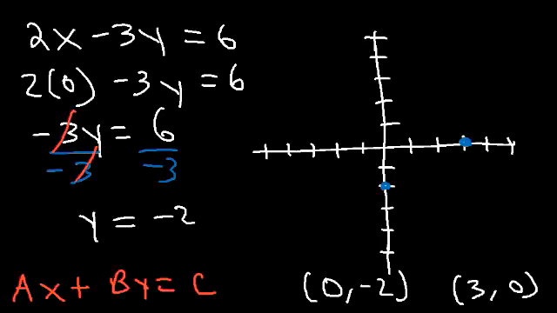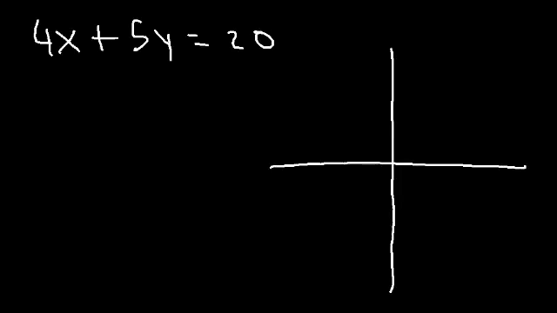So here's the y-intercept. Now we can connect these 2 points with a line. And so the graph looks like that. So that's how you can graph an equation in standard form. Try this example: 4x plus 5y is equal to 20. Go ahead and graph the equation.